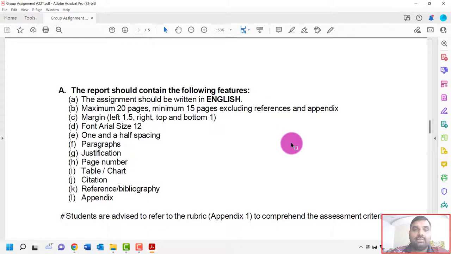Maximum 20 pages, not a long report. Minimum 15 pages. If let's say you want to write more than 20 pages, let's say your report is 30 pages, you can request it from me, then I will give permission. And you have to follow all of this.